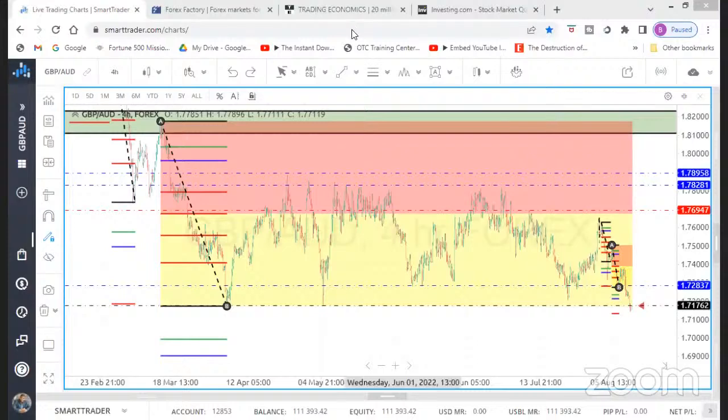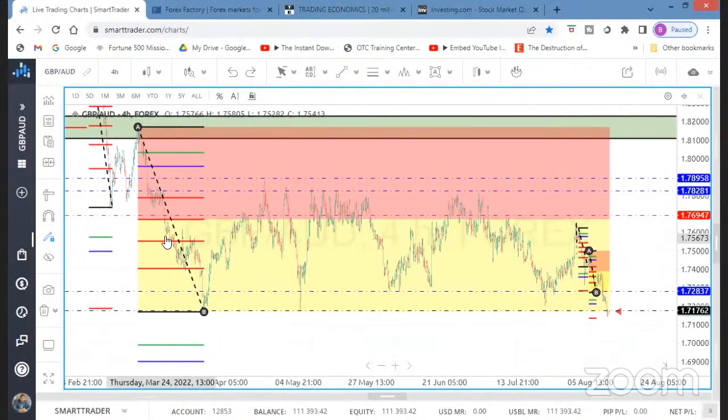Nope. Okay. All right. So that's a couple of pairs right out the gate that we want to keep a close eye on. All right, let's see if we get any movement.